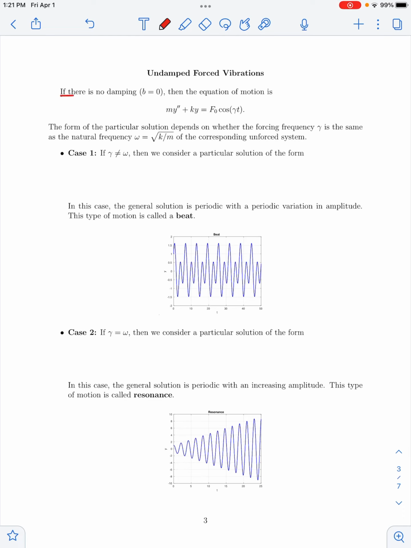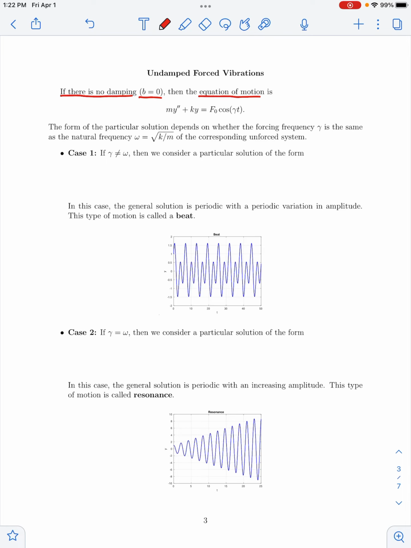So let us suppose that there is no damping, that is, our damping constant B is zero, and we have a forcing function which is periodic. So in this case, our equation of motion would be given by my double prime plus ky is equal to f naught times cosine of gamma t. So we have here a second order linear non-homogeneous equation with constant coefficients.